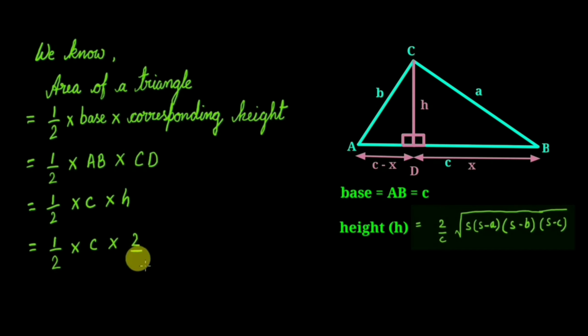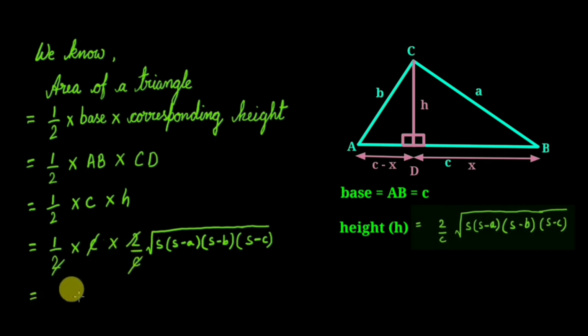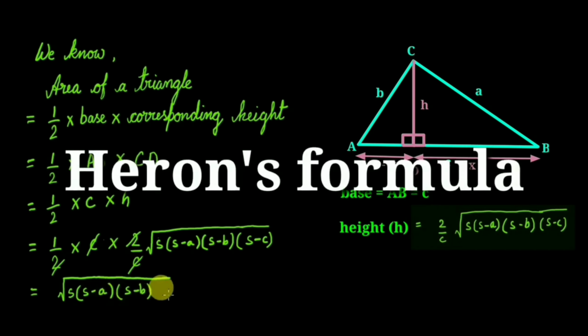But now I can replace h by the value we have got, that is 2 by c root over s times (s minus a) times (s minus b) times (s minus c). So c gets cancelled off, and 2 in the numerator and 2 in the denominator get cancelled off, and finally we are left with root over s times (s minus a) times (s minus b) times (s minus c). So this is the formula for the area of a triangle whose three sides are given, and this formula is called Heron's formula.